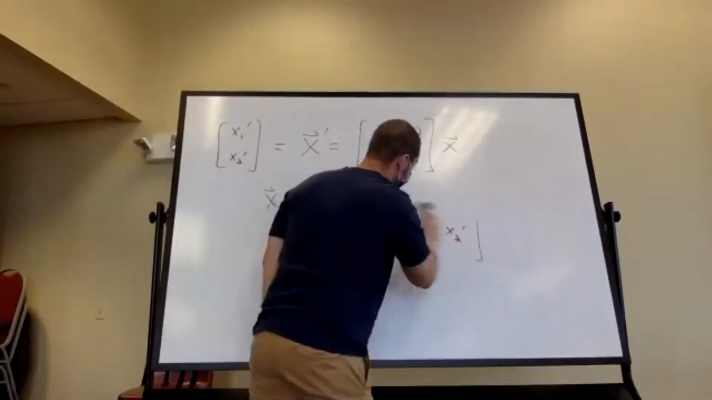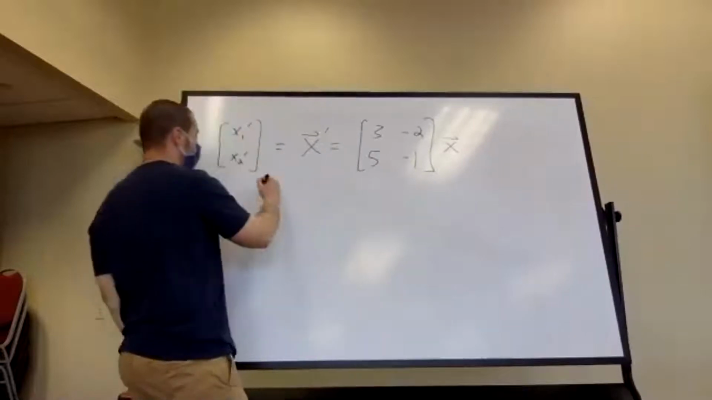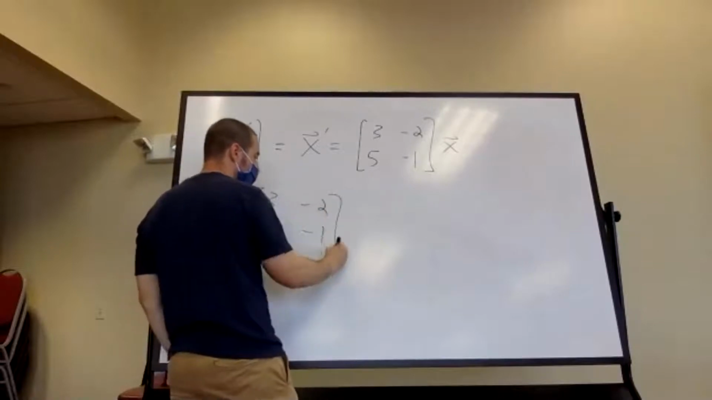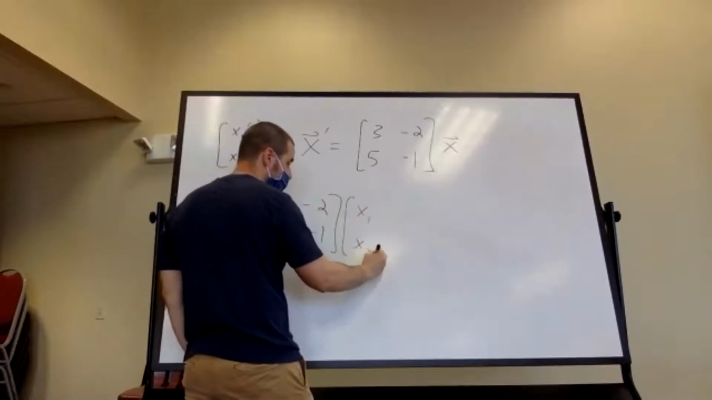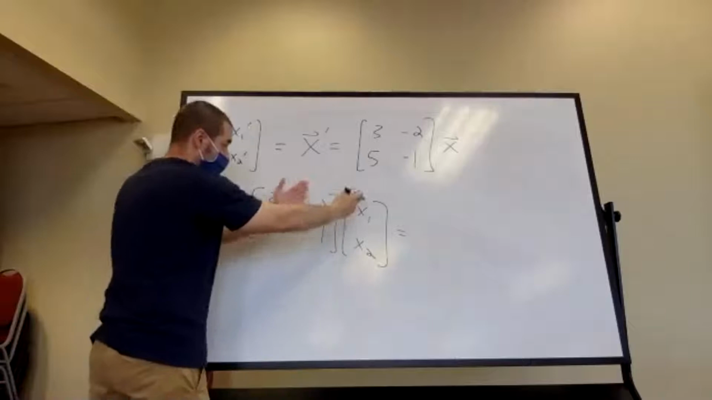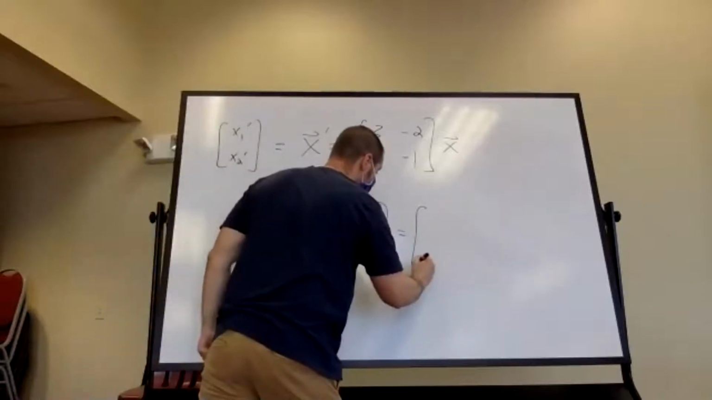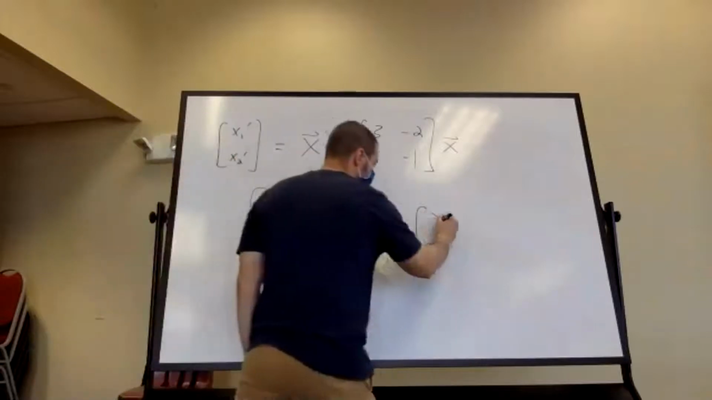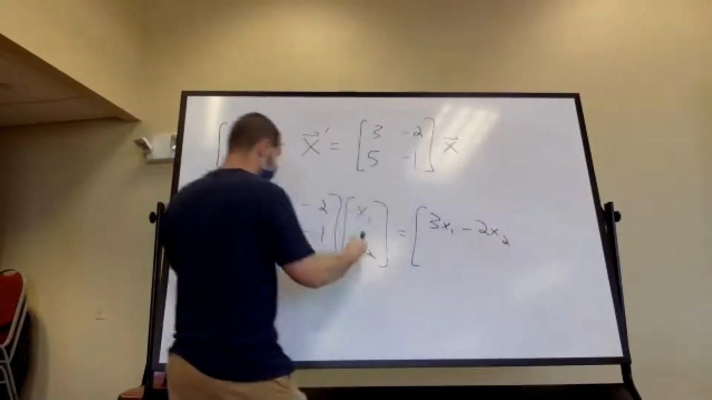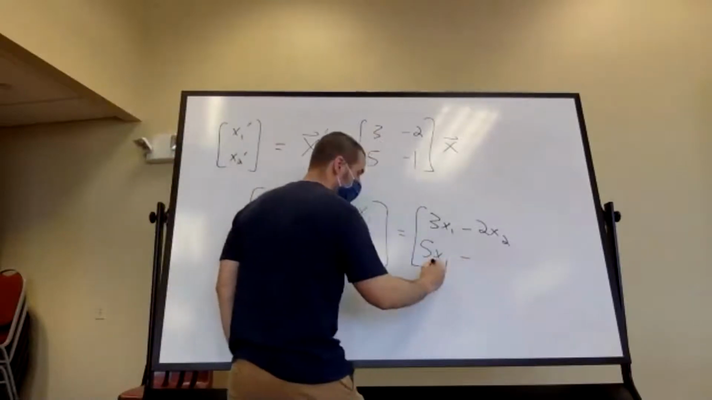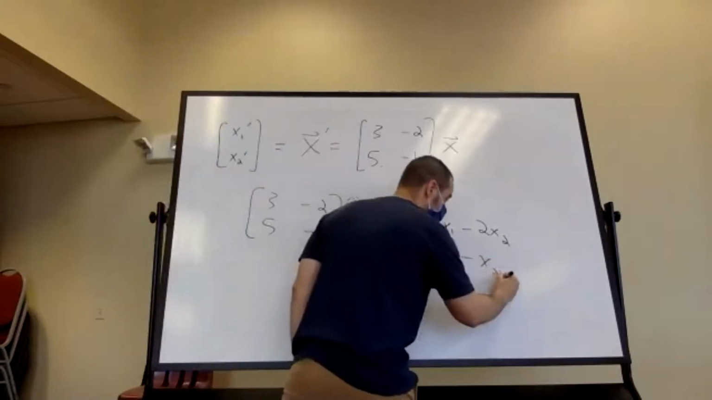Now, on this right-hand side, let's unpack what this is saying. The matrix 3, -2, 5, -1 times vector X, but vector X is like this. If I just gave this to you and said, hey, multiply this matrix by this vector, what vector would pop out over here? 3x1 minus 2x2, and then 5x1 minus, sorry, negative 1, just minus x2. Yeah, like that.